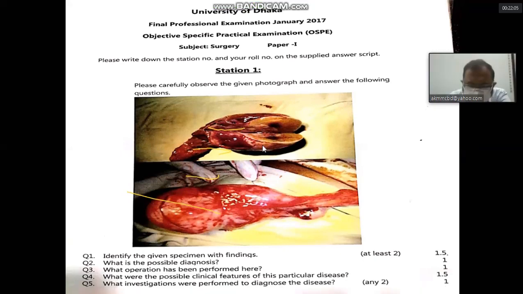Is it lumen? No. Do you think it's a lumen? No. This is a solid structure. This is a testicular tumor. Have you seen the spermatic cord? Here is the spermatic cord. How can it be a gallbladder? This is the spermatic cord. Okay?